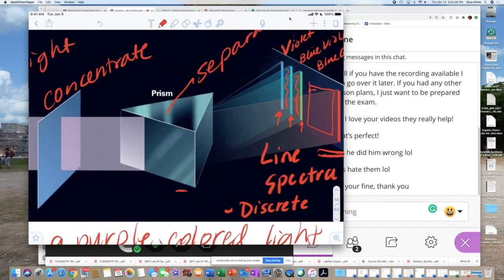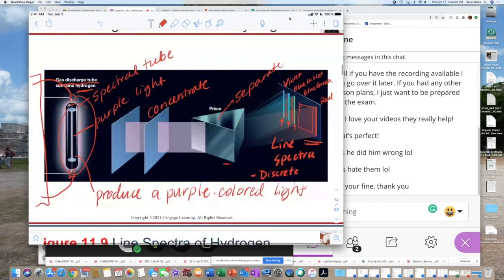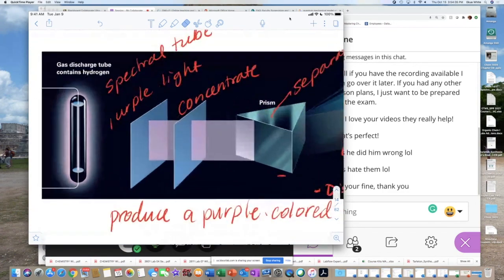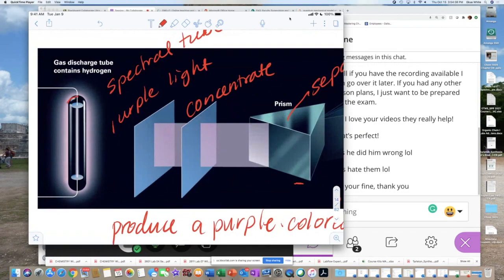How do you get these lines? This is actually showing you hydrogen. If you take the element hydrogen, which is a gas, and pump it into this spectral tube, this gas discharge tube, it produces a purple light. So if we were on campus, we would have seen this, and this would have been a purple light. Well, we always want to know what are the colors that produce this light. So you take that light through the prism, well, eventually through the prism.